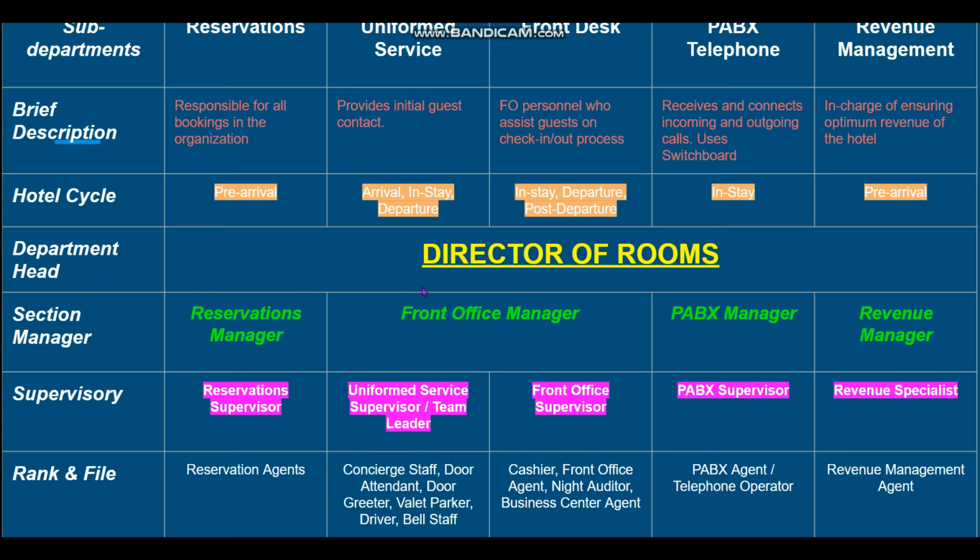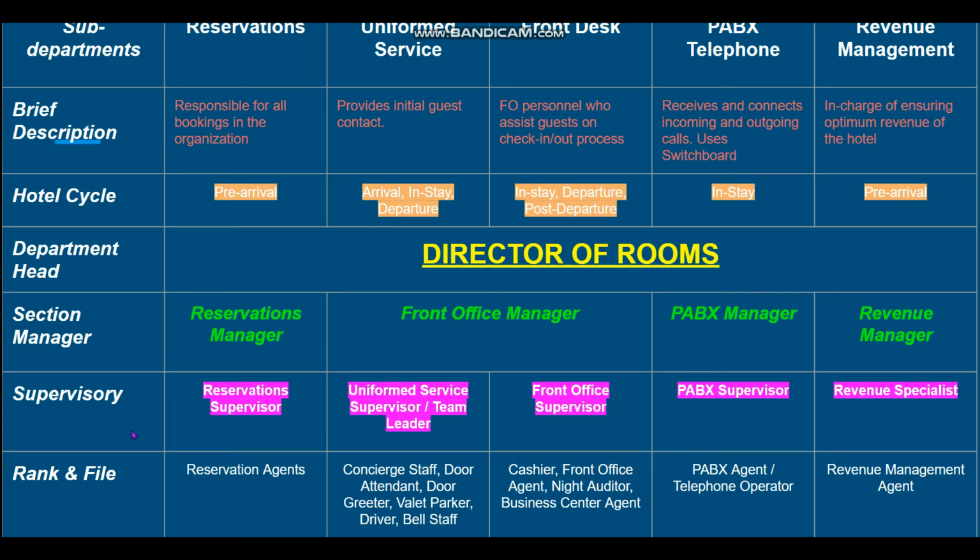Sometimes, for a 3-star hotel, if we don't have the director of rooms, the front office manager stands as the head of the department, and under the front office manager, there will be the revenue manager or the reservations manager. Sometimes the PABX manager has been integrated as a function of the front office manager. In some other categories, the reservations manager and the revenue manager are connected with the sales and marketing team. But for the purpose of our discussion and for the four or five-star categories, we will be looking at the director of rooms as our department head.